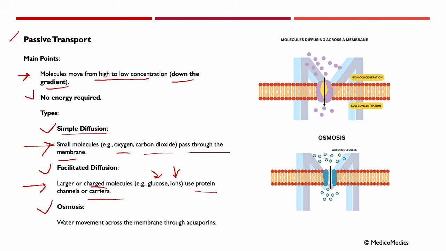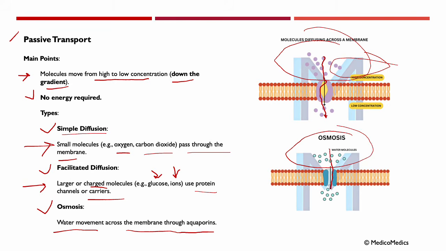Then we have osmosis, so the movement of water across the membrane through aquaporins. Here you have examples of molecules from high concentration diffusing to low concentration. And osmosis, water molecules moving across the membrane freely, easily. So passive transport is like, imagine you have this hill and you're up here and you're starting to fall downwards. Now you don't need any energy, you just let essentially gravity pull this stone downwards.